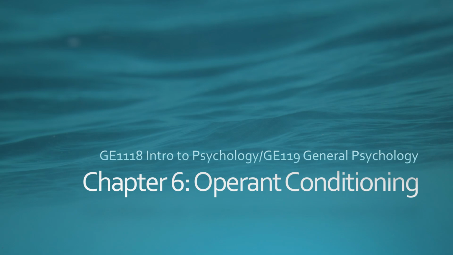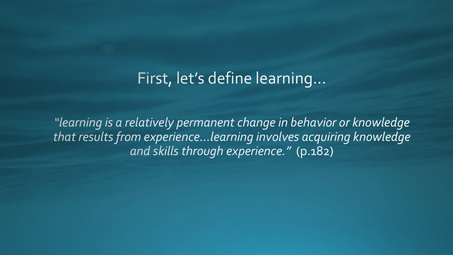This lecture is on operant conditioning, which is also in Chapter 6 along with classical conditioning. I know we defined this in the classical conditioning PowerPoint if you watched that, but let's define it again. Learning is a relatively permanent change in behavior or knowledge that results from experience. Learning involves acquiring knowledge and skills through experience. So our experiences lead to how we learn.